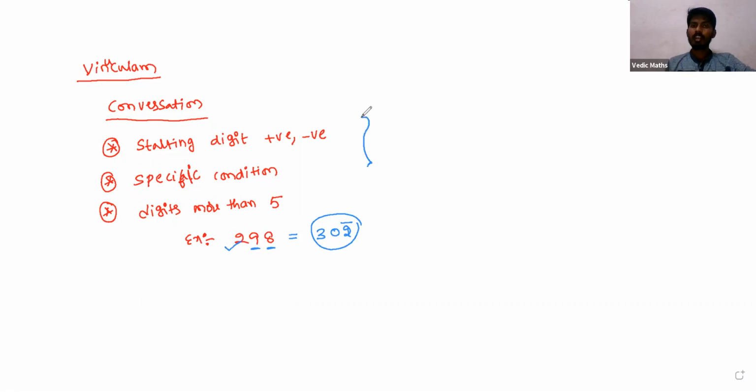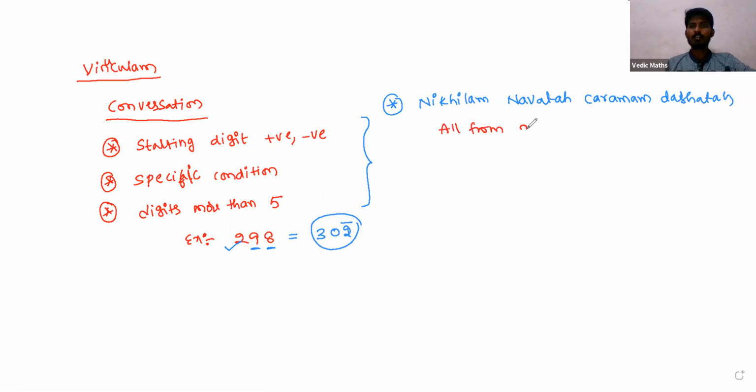So the conversion is based on these 3 conditions. For these conditions we are using 3 main sutras. One sutra will be Nikhilam Navatashcaramam Dashatah. Its English translation is all from 9 and last from 10.